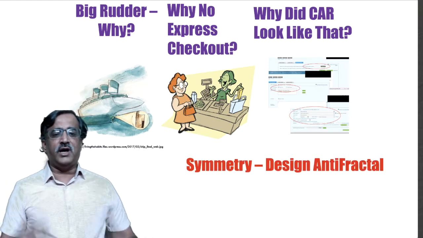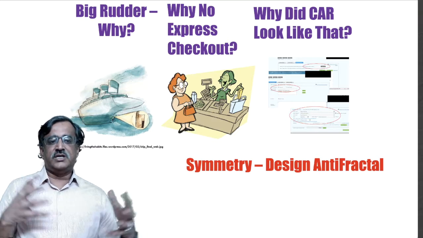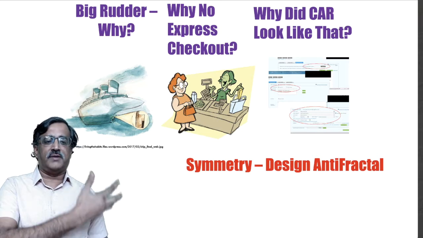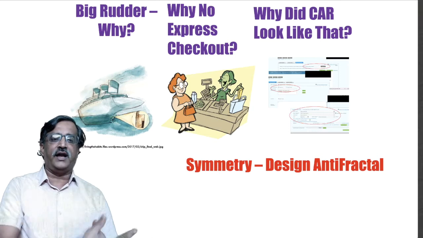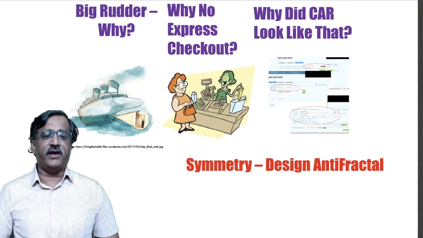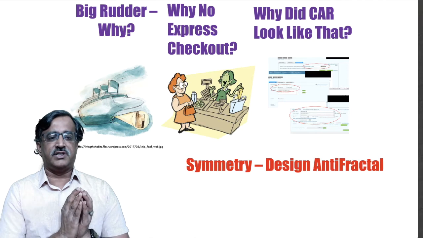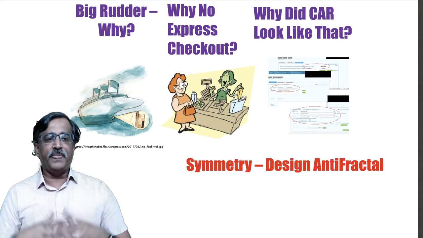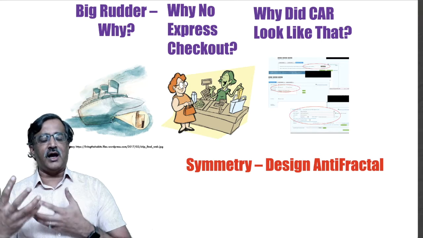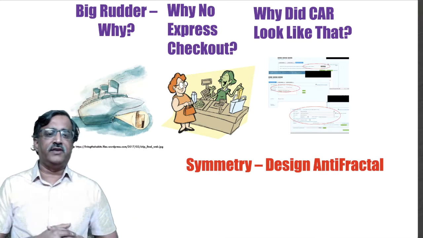So that brings us to a design anti-fractal, as we call it, which is symmetry. Even if I look back at the systems that I had designed, especially of the ones that were converted from paper forms or Excel or PDF forms into systems, this symmetry principle was there. So the rudder was proportionate in size to the size of the ship itself. That's how the rudder became so big. Express checkout, all the counters looking similar, that is symmetry. The CAR has to handle all kinds of CAR. So the symmetry is an anti-pattern that exists in our head.